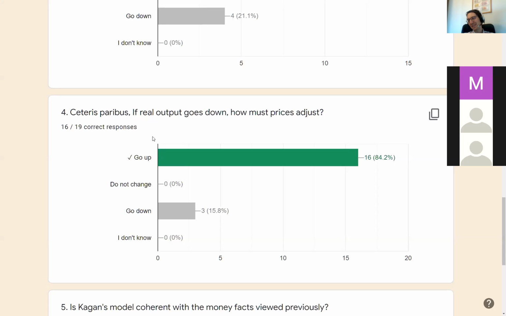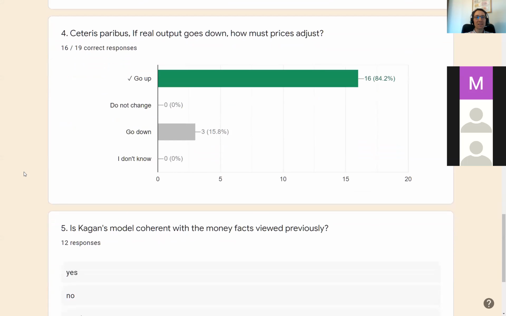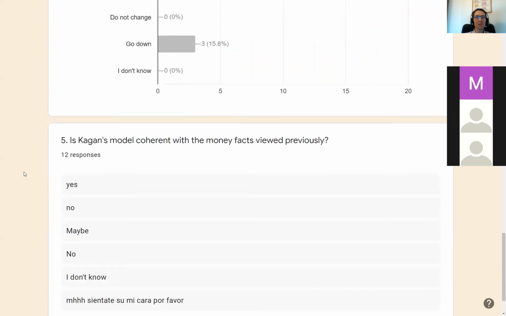Well, it's complicated. So the Kagan model is complicated. But you're right that we can have episodes of hyperinflation. So I'm going to be more precise. Let me just see what the answers are. Yes, no, maybe, no, I don't know.